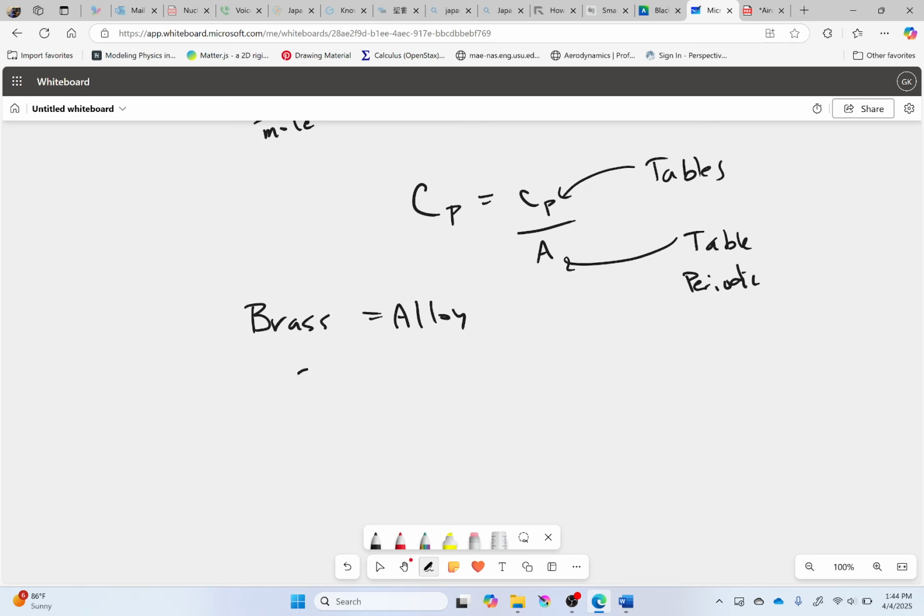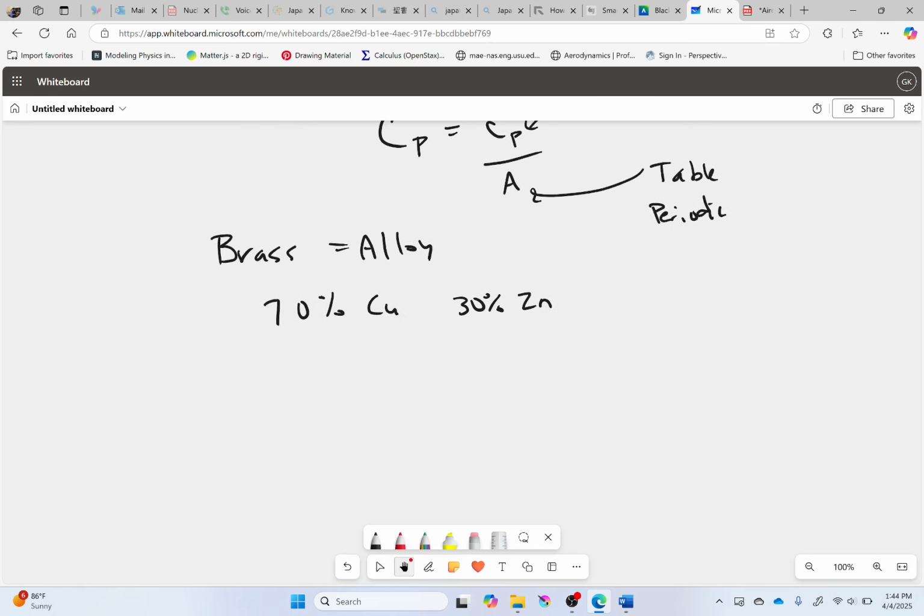So we're going to do a 70% copper, 30% zinc brass alloy. You might be wondering to yourself, well, what is A in this case? A in this case is going to be the average atomic weight for this brass alloy. Okay, that is what we're going to do here. As a note, these 70%, that is weight percent. Just giving you that clue there, it's not atomic percent, it's weight percent.